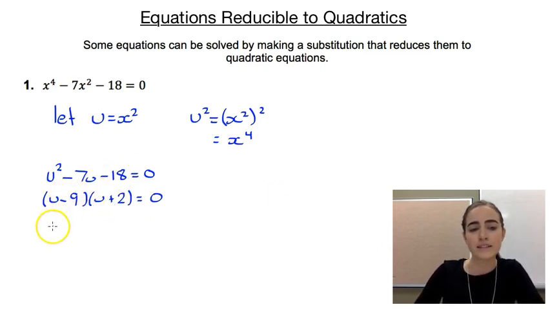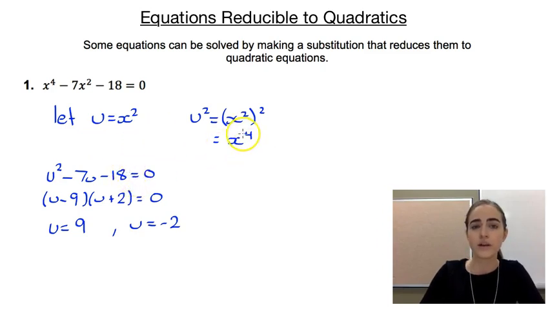Then either u is equal to 9 or u is equal to minus 2, because one of these brackets has to be equal to 0 to get an answer of 0. Now we know what u is, but actually what we wanted was to figure out the values of x that make that equation true. So we're going to substitute back in. We know that u is equal to x squared. So x squared is equal to 9, or x squared is equal to minus 2.